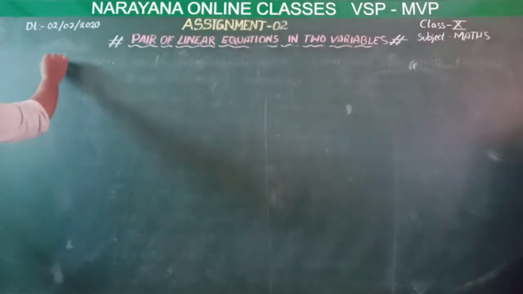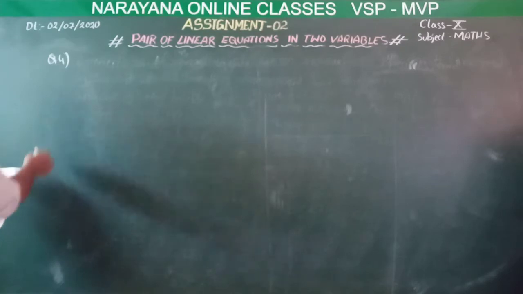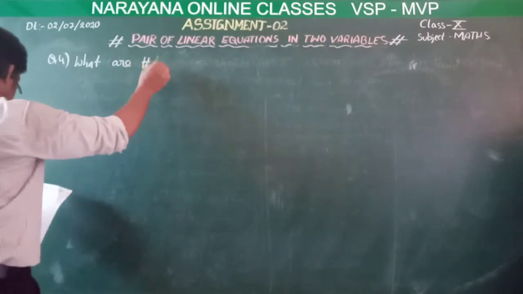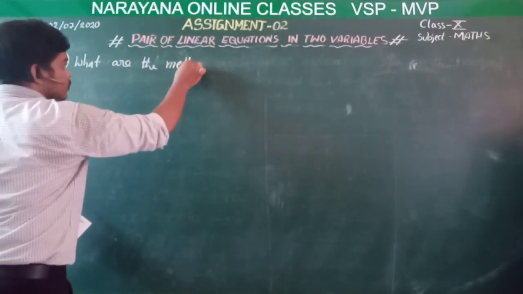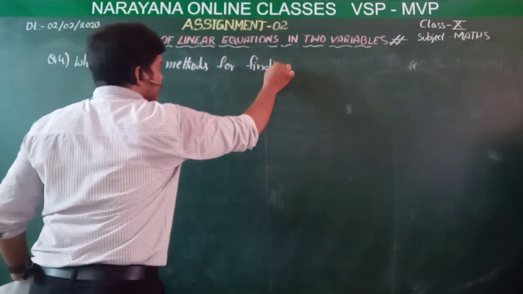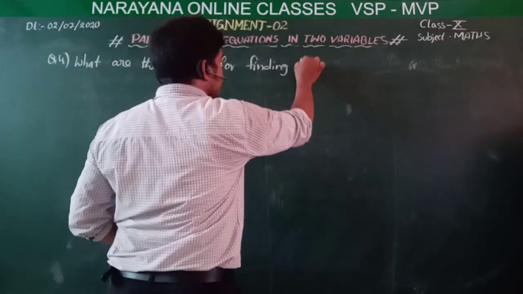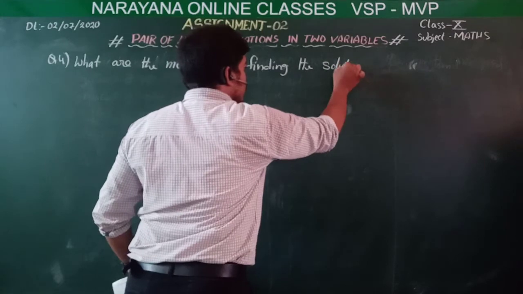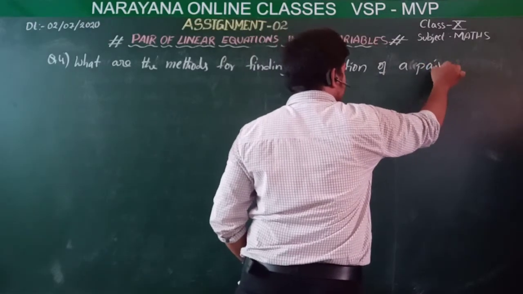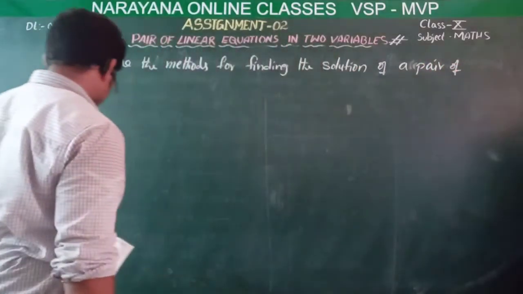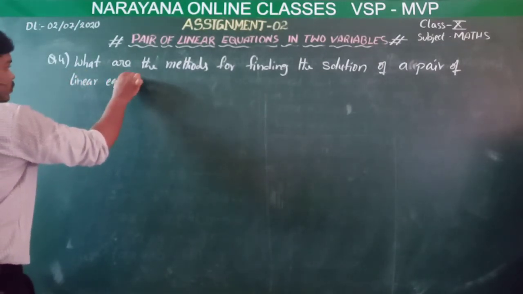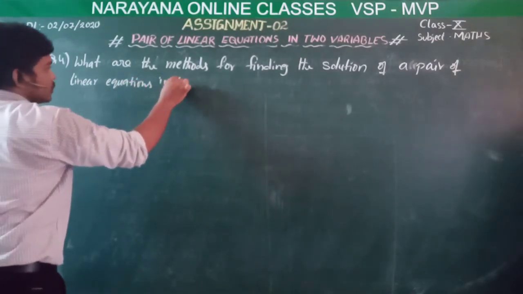Question number 4. What are the methods for finding the solution of a pair of linear equations in two variables?